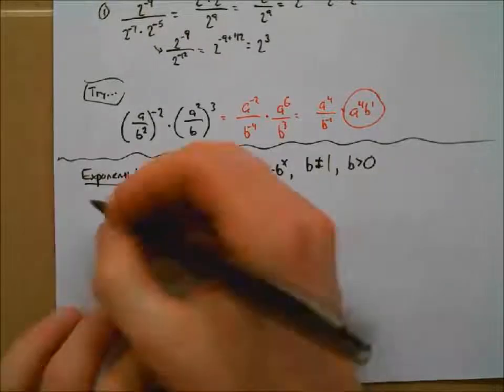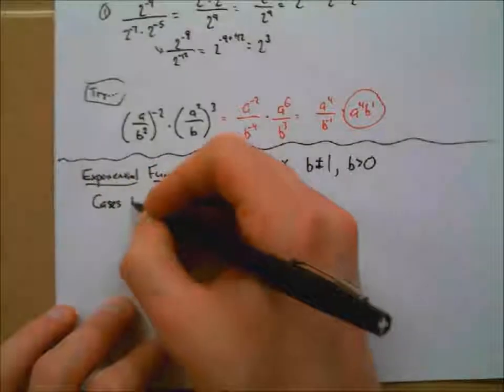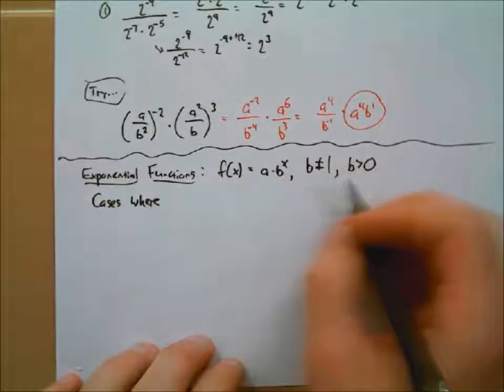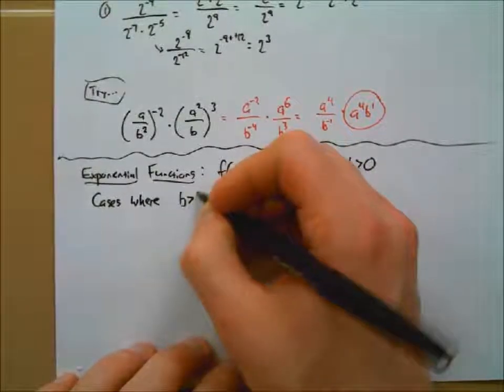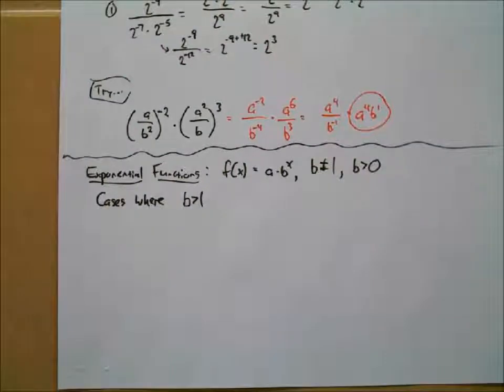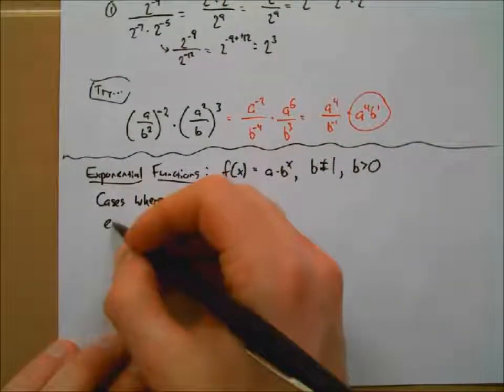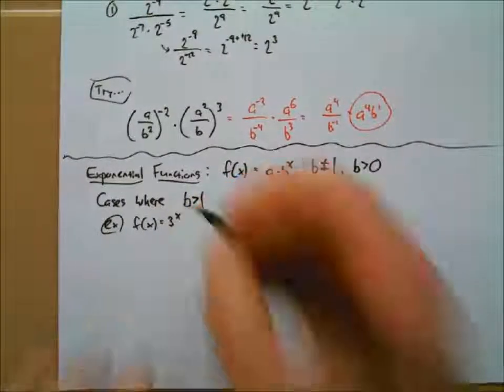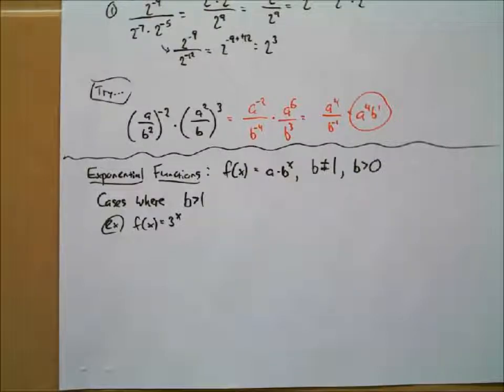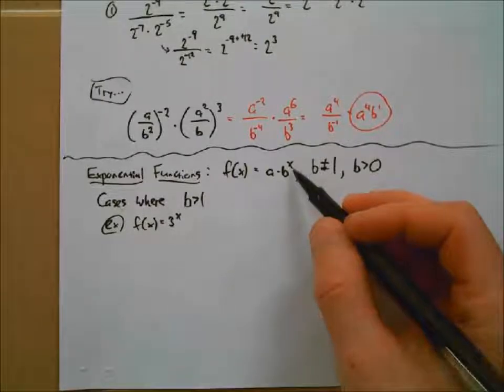Okay, so we're going to look first at cases, because there are two different cases that arise out of these stipulations. We're going to look first at cases where b is greater than 1, and we'll just do an example here of f of x equals 3 to the x power. So a in this case would be what number? Maybe I should ask an easier question. What's b going to be in this case? The 3, right? b is the part that's being raised to the x power, so 3 to the x.